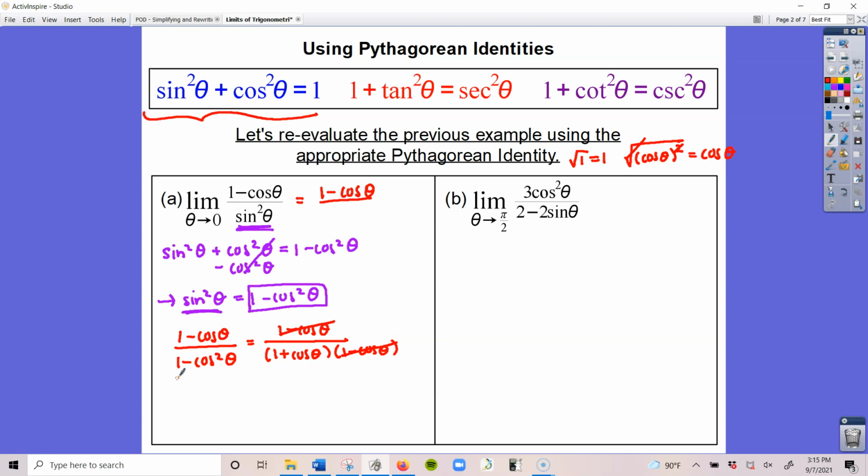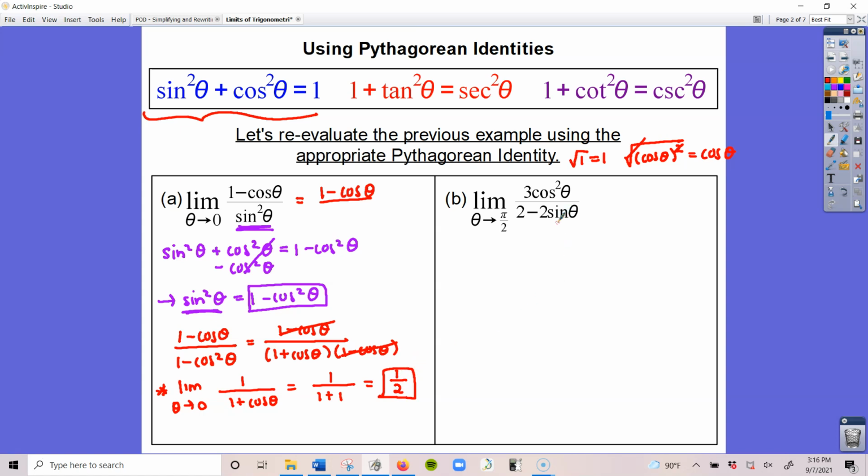So let's rewrite this limit so you can see how we're going to evaluate it. This is the limit as theta approaches 0. There's nothing left in the numerator, so we're going to write a 1 over 1 plus cosine theta. Now we can plug in the 0. This will give me 1 over 1 plus the cosine of 0, which again, if you look at your unit circle, is 1. So we end up with a final answer of 1 over 1 plus 1, which is 2. So 1/2.